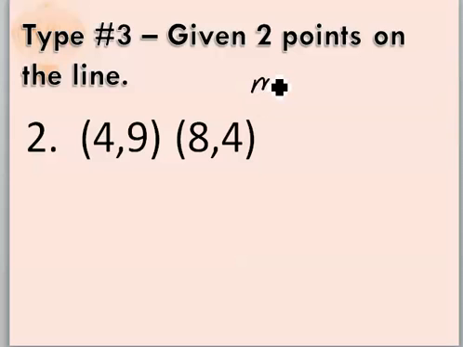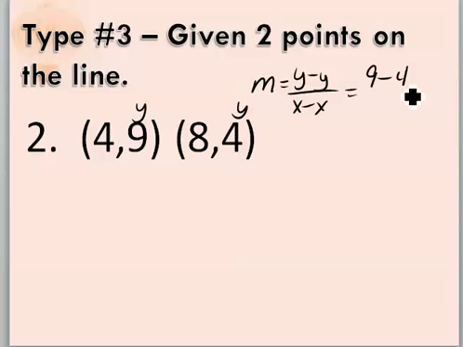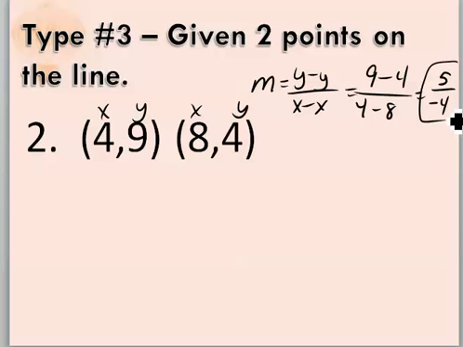We're going to start by finding the slope, y minus y over x minus x. I'm going to start with a y value of 9 because 9 is larger than 4. Since we started with the 9 on top, we must start with the x value of 4 on bottom. 9 minus 4 is 5. 4 minus 8 is negative 4. So I'm going to be using a slope of 5 over negative 4, or negative 5/4.